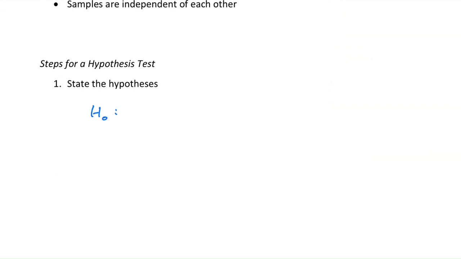H0 being our null hypothesis. And here now, because we have two different samples, we're going to call them mu1 and mu2 for their means. The null would be that there is no difference between those samples, that the mean of one sample is equal to the mean of the other sample. You might also sometimes see it written like this, where the difference of the two samples is 0. Obviously, either one works, they're both equivalent.